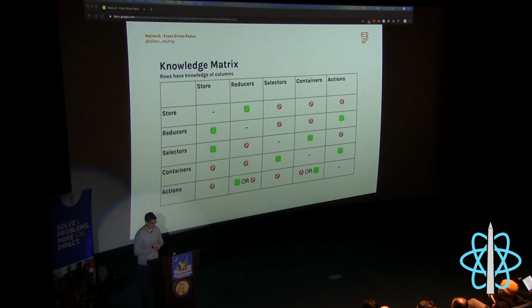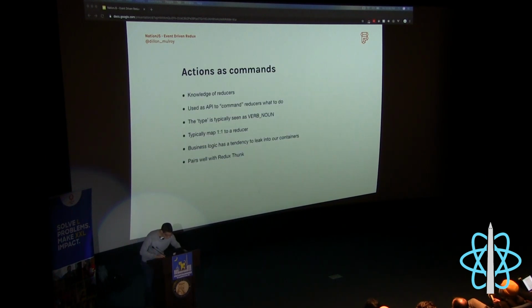So I threw together this little matrix. I'm not going to spend a lot of time on it. You can download my slides and look at it later, just a visual representation. Just one thing to note on it is that the rows have knowledge of the columns, but I'm not going to spend a lot of time on that.